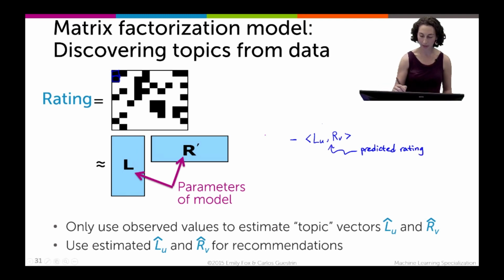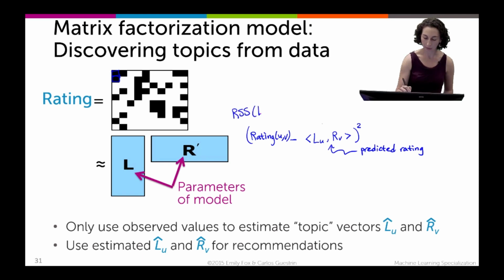And then our observed rating is rating UV. And what we're going to do is look at the difference between our observed rating and what we're predicting with our parameters LU and RV, and we're going to square that. And we're going to say our residual sum of squares of our parameters L and R is equal to this, and then we're going to sum over all movies that have ratings.